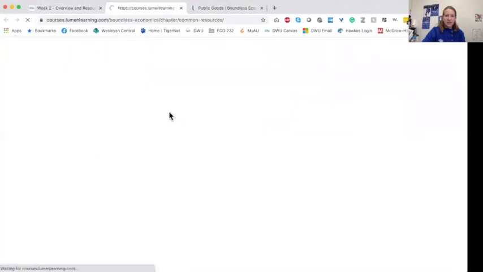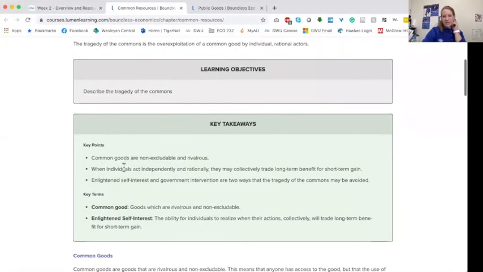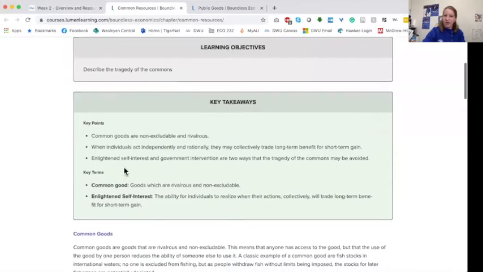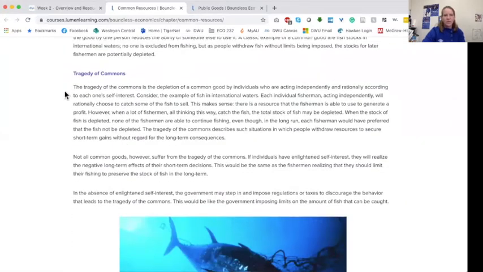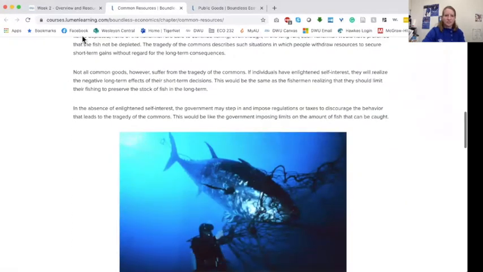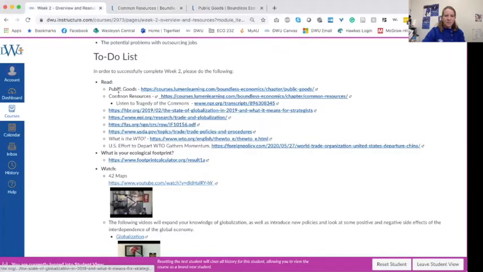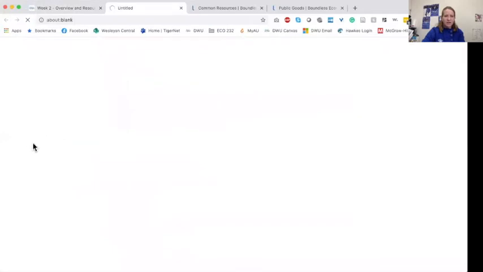The next chapter I want you to look at is common resources. And again, just be sure you're looking at the key takeaways so that you know what a common good is and what the tragedy of the commons actually is. Below the common resources, there is an NPR podcast. It's about 28 minutes long, I think, that just gives a real world, right now example of the tragedy of the commons.